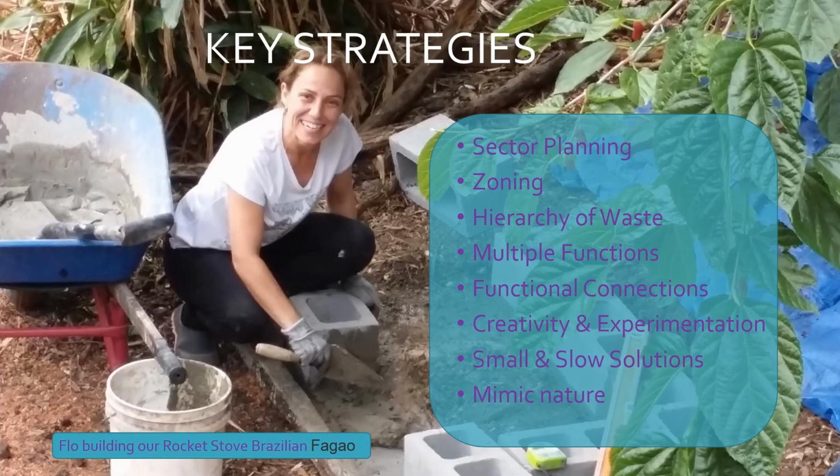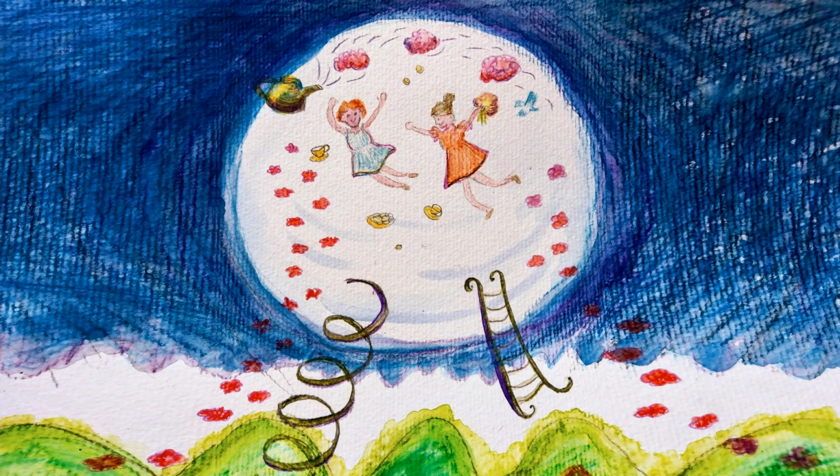So in summary, the key strategies are sector planning, zoning, a hierarchy of waste use, multiple functions for each component, functional connections between the components, creativity and experimentation, small and slow solutions, and a willingness to watch and learn from nature. None of these strategies are set in stone. I hope I continue to be inspired by nature and I keep finding new opportunities.